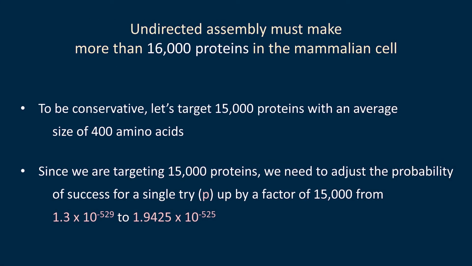But undirected assembly still has a more daunting task to face, and that is it must make the more than 16,000 proteins in the mammalian cell. So to be conservative, we're going to target 15,000 proteins with an average size of 400 amino acids. Since we're targeting 15,000 proteins, we need to go back and adjust the probability of success for a single try, that little p, and we need to up it by a factor of 15,000, because instead of having one place that can be success, we have 15,000 places that can be success. And so we need to multiply the probability of success for a single try by 15,000. So that changes our probability of success for a single try up to 1.9425 times 10 to the minus 525 power.